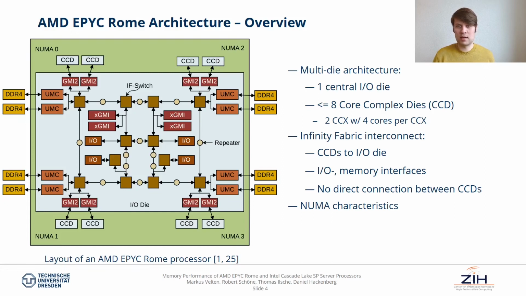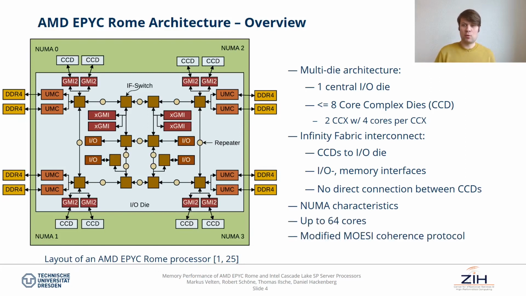This entire design looks like a NUMA architecture. So assuming a memory access from a core in the top left corner to its local memory in the top left corner will be faster than a memory access from the top left corner core to memory in the bottom right corner. 64 cores are available on these processors, and they use a modified MOESI coherence protocol using the states modified, exclusive, owned, shared, and invalid for the cache lines. Other states have not been publicly described by AMD.